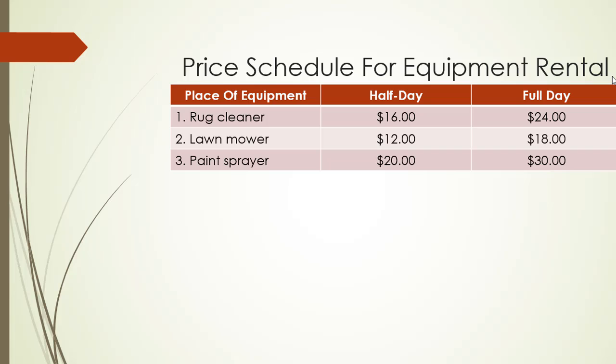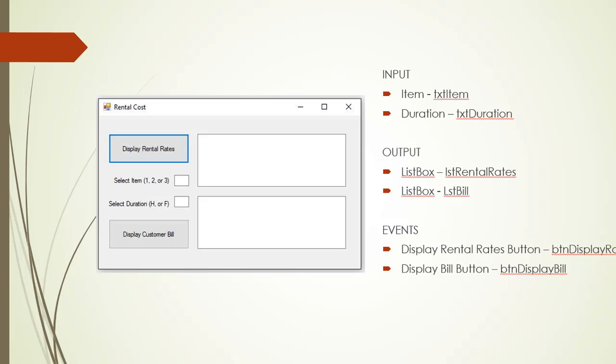Paint sprayer again costs 50% more for full day. 20 plus 10 equals 30, and rug cleaner 16 plus 8 equals 24. So we don't need to really calculate the full day price. We'll simply add 50% to half a day. So this is our form.